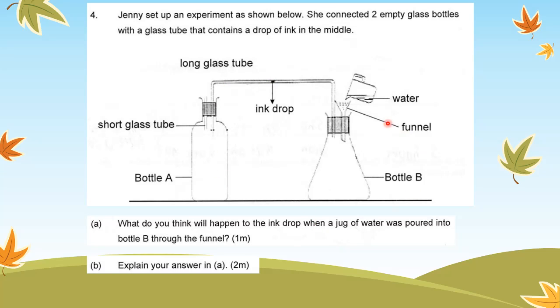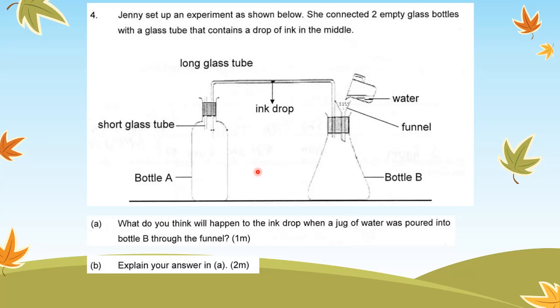Repeat, air occupies the space in bottle B. As water rushes in to take up the space in bottle B, air is being pushed out through the long glass tube. Full stop. It pushes the ink drop towards bottle A.